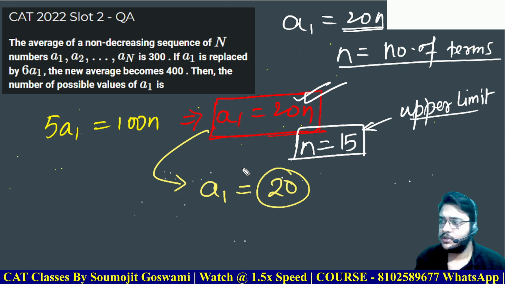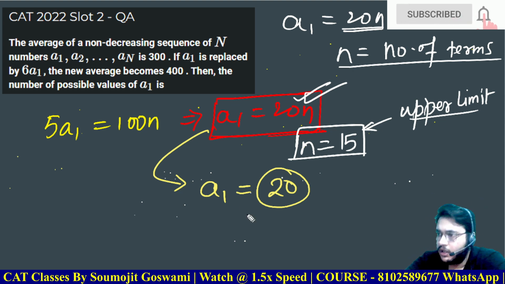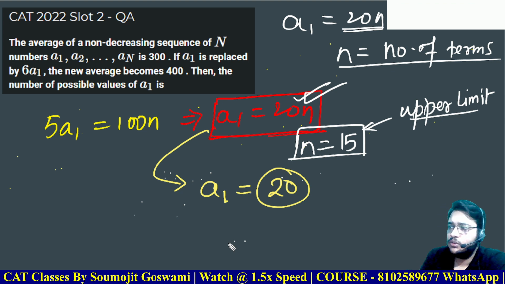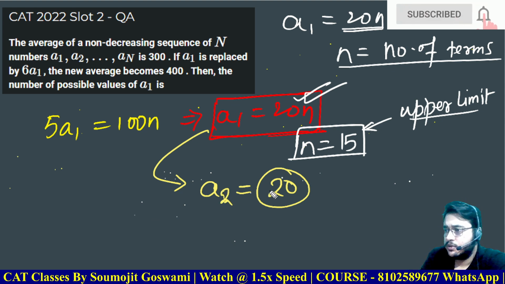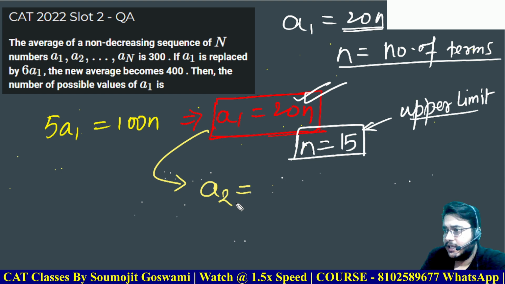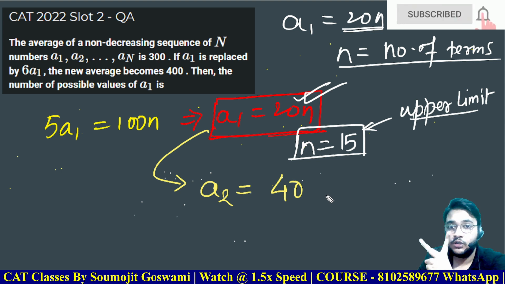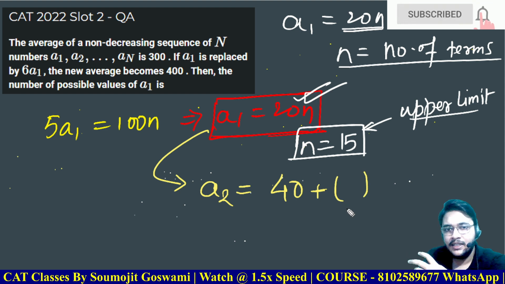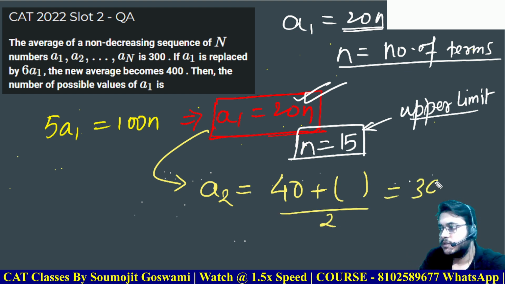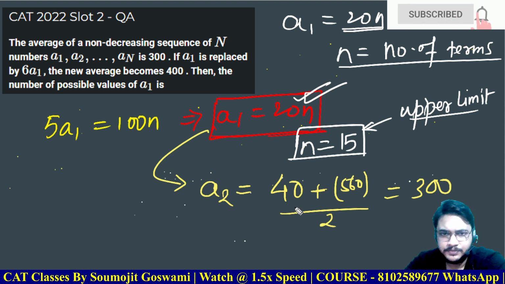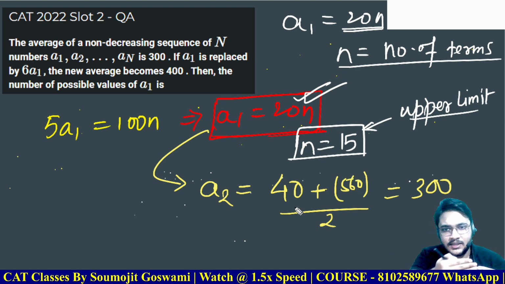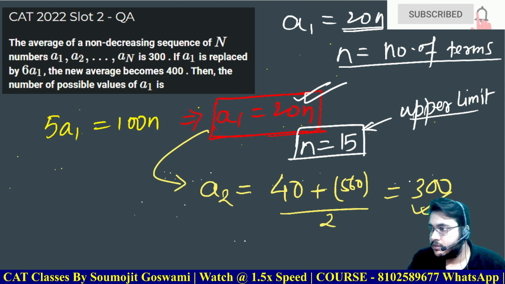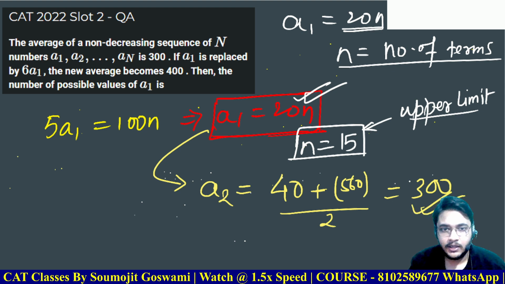Can we have two terms? Let's see. If we have two terms, substituting for n equals 2, the first term can be 40. There are two terms, remember, we are using for two terms. The first term is 40, the other term can be something adding to 40, dividing by 2 gives me 300. Basically this term can be 560. 560 plus 40 is 600. 600 divided by 2 is 300. So two terms is completely possible. This does not violate my condition.